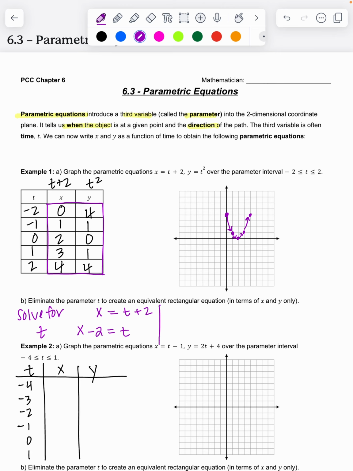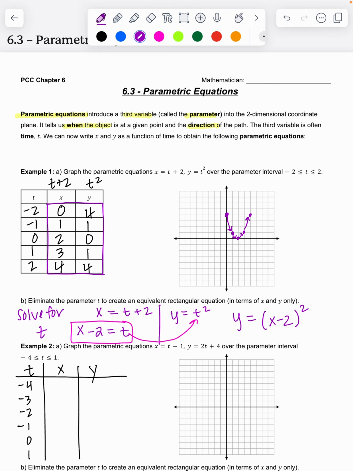And if I have the y equation, y equals t squared, I can take that t and substitute it in. Since it's t equals x minus 2, I'm going to substitute it in for t so that I'm eliminating t and replacing it with an x term. So y equals t squared is now y equals x minus 2 quantity squared. So it creates this new equation in terms of x and y only.